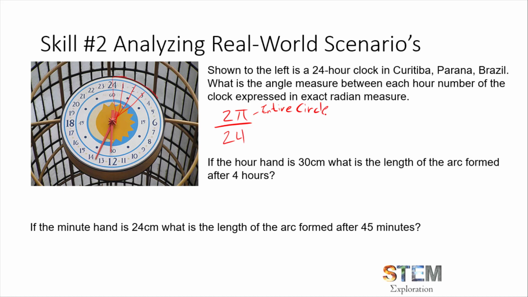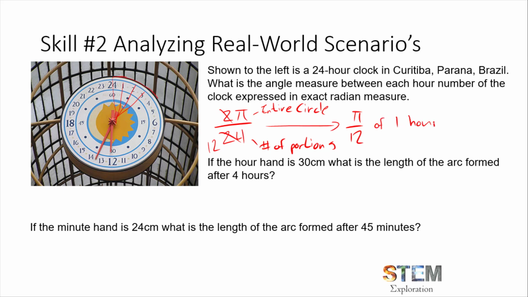And this is the number of portions that we're trying to divide it by. So if we want to know the exact radian measure of one of these portions, we simplify: 24 goes into 24 12 times, and we know that pi over 12 radians is the radian measure of 1 hour.